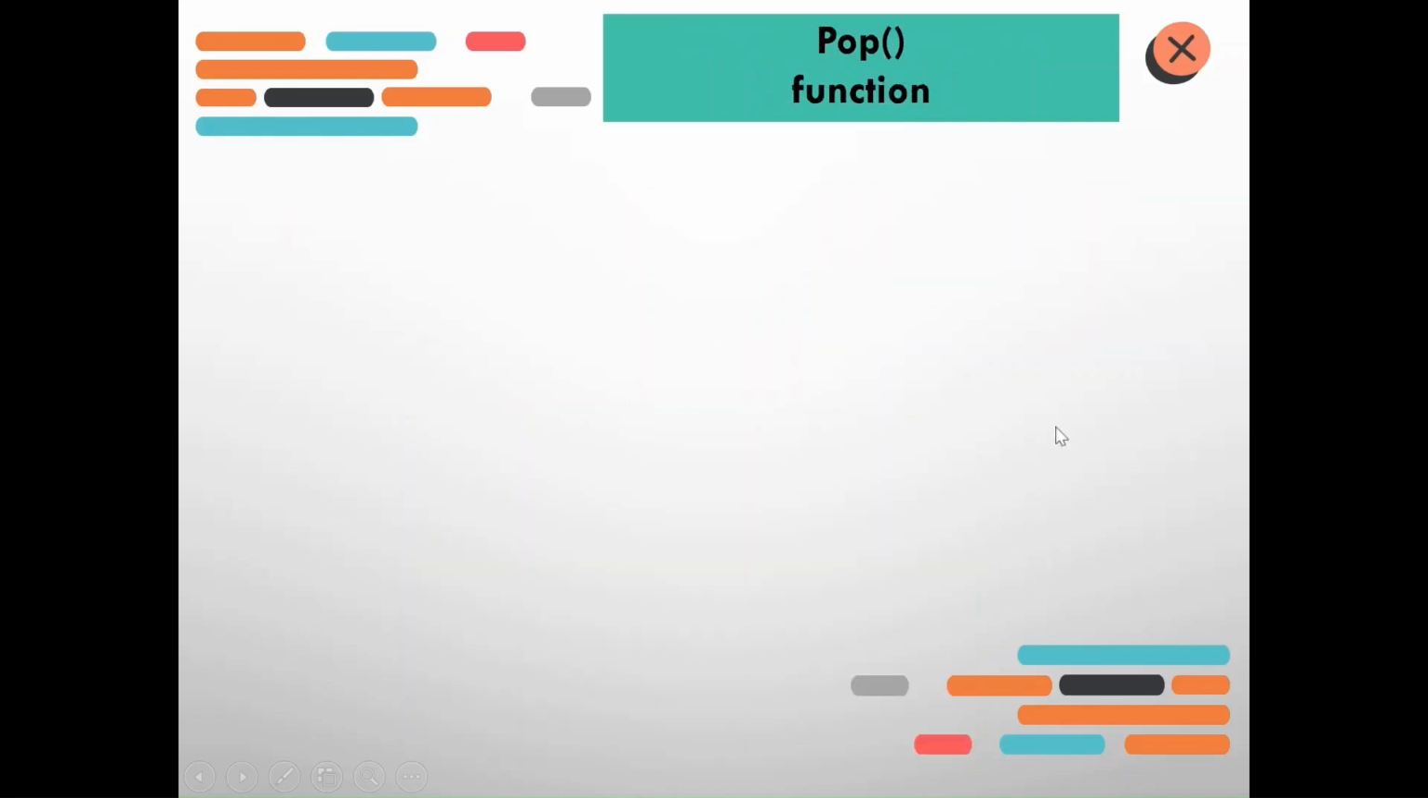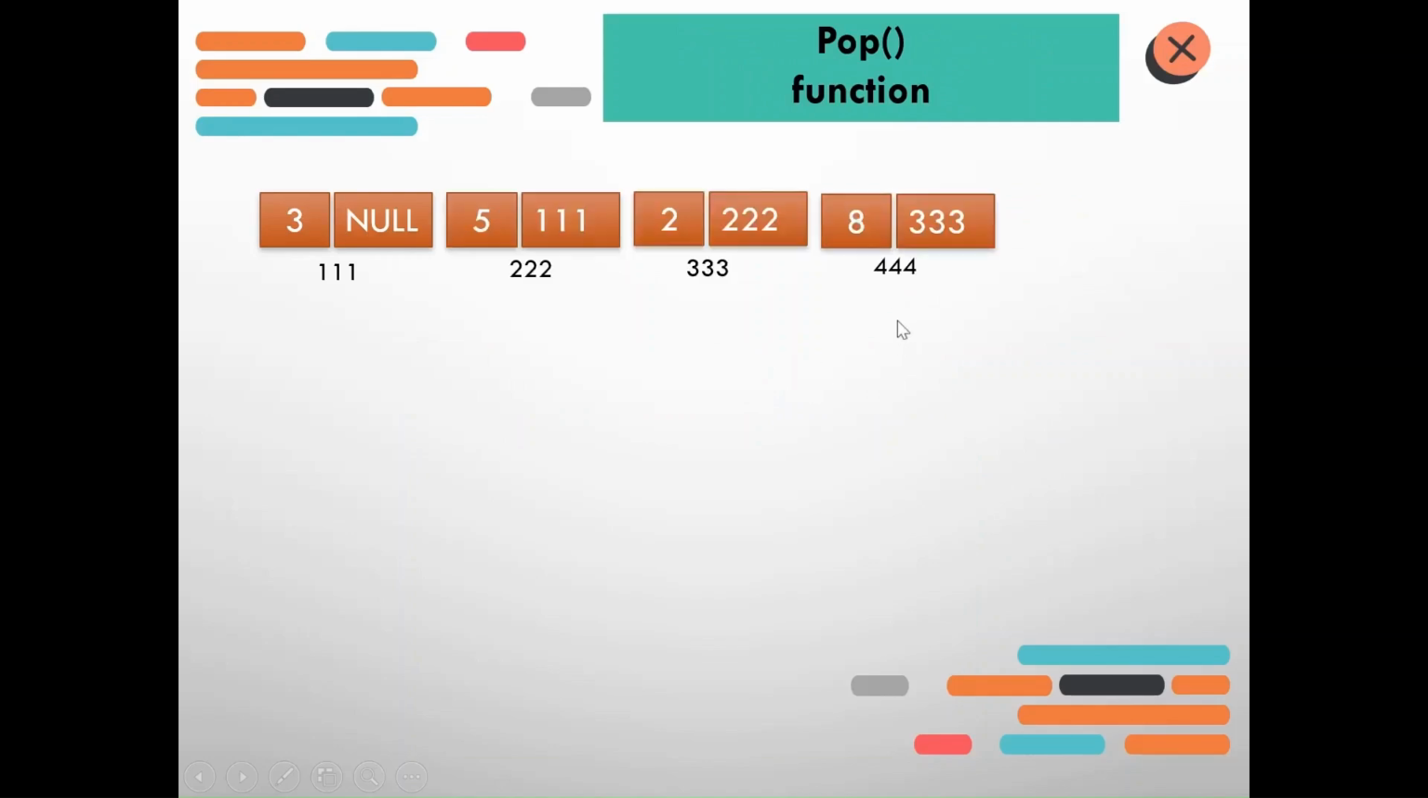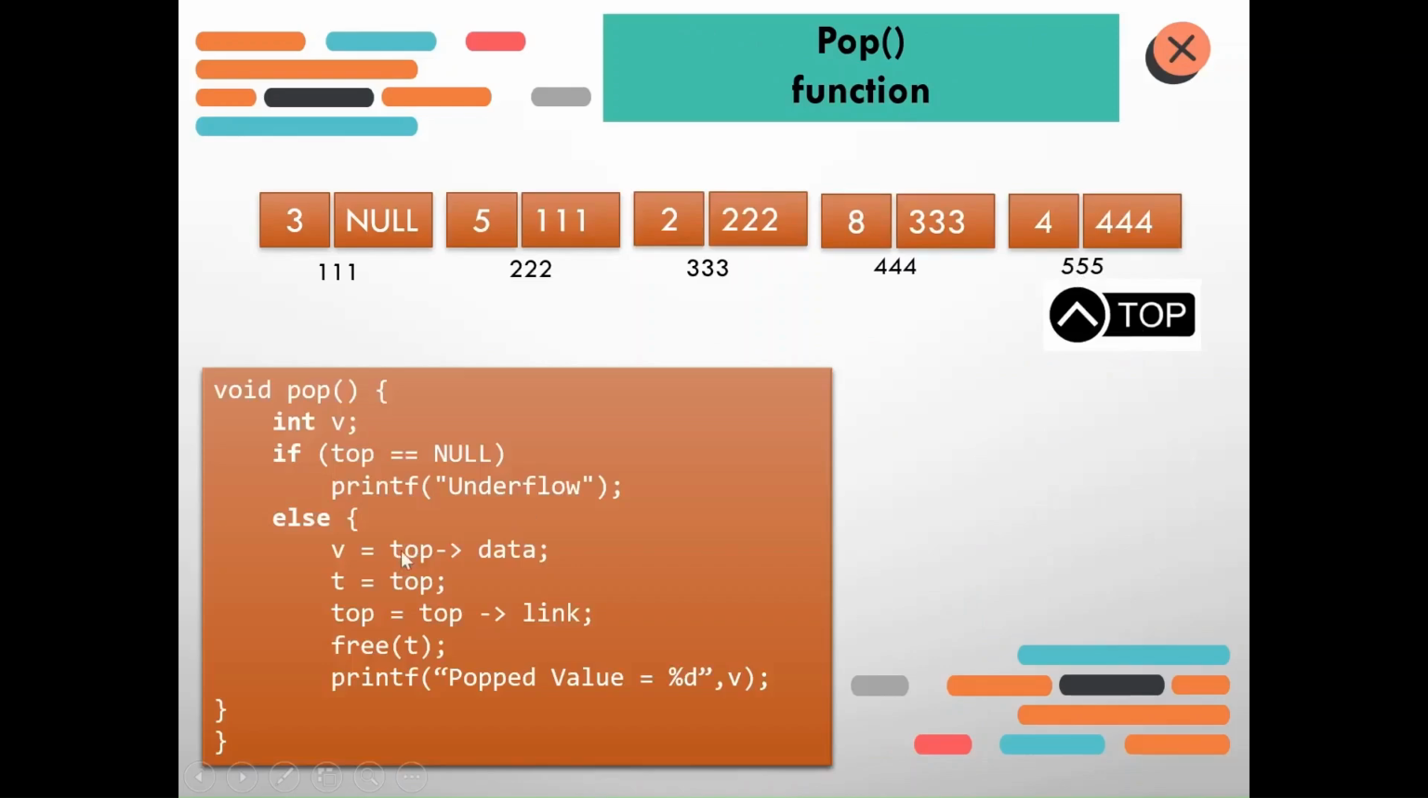Now moving on to the pop function. Pop, as you can remember, removes the topmost element. So for the same example, for which top is equal to 555, this code would get executed. Of course, we'll again check the underflow condition. Then we will assign the data part of top, that means this 4, to V, and top would be assigned to T, the temporary variable.